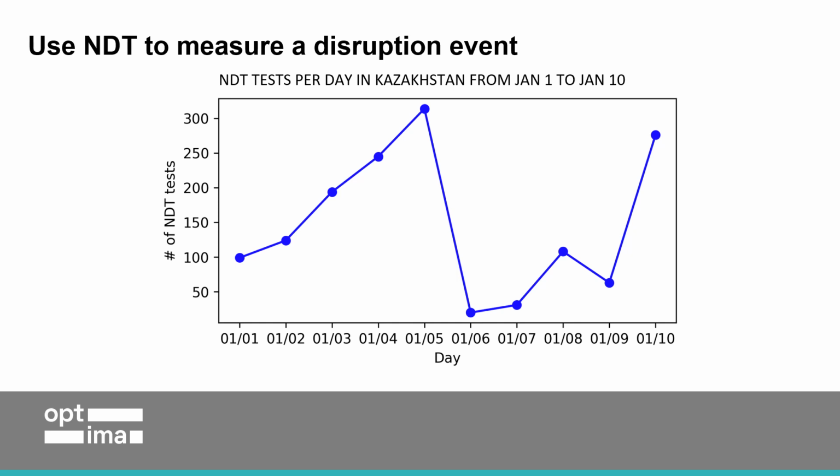This is the NDT test count per day in Kazakhstan from January 1st to January 10th. And apologies, that doesn't say it, but it is 2022. This was a period of unrest in Kazakhstan. What this graph is showing is the number of NDT tests that were taken that day. It is not saying anything about performance. It's just saying how many tests were taken. And so we can see obviously there is a dip on January 6th, and that might suggest that on that day there was a taking away of connectivity such that people were not able to run tests as they normally do.